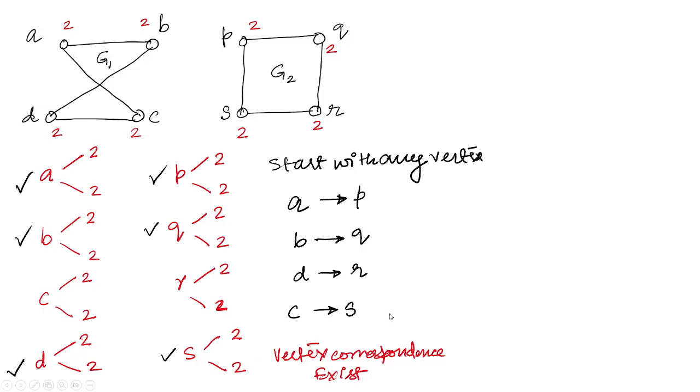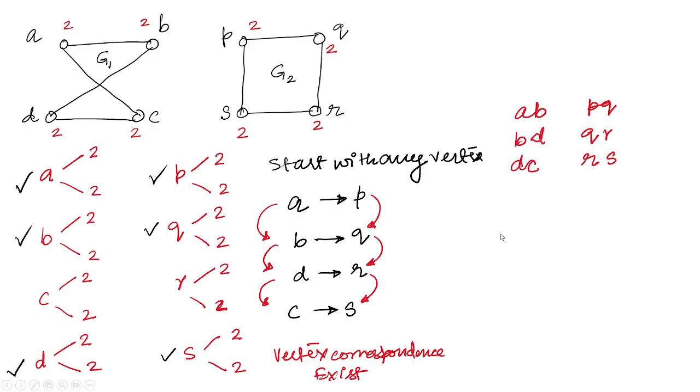Now comes the edge mapping. We have to create edges like this here as well as here. Let us do it. AB and PQ, then BD and QR, then DC and RS. Now AB exists, PQ exists. So this is one-to-one correspondence. Likewise BD and QR. Then DC exists, and RS exists. Again one-to-one correspondence. Therefore, all the 5 conditions are satisfied.